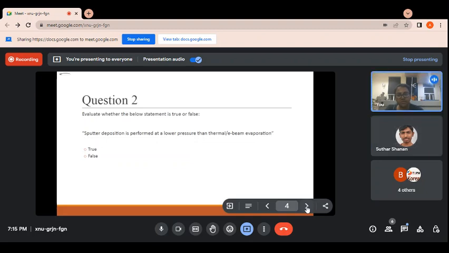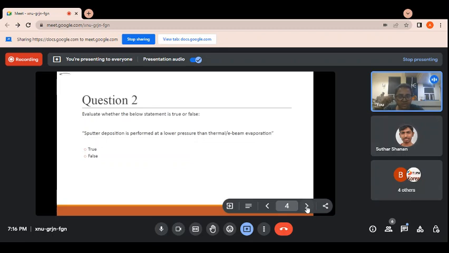And what happens in sputter deposition? Basically, during sputtering, we use an inert gas at a high temperature, right? And we will dislodge the atoms, and those atoms will get deposited on the substrate. So sputter deposition is performed at lower pressure than thermal evaporation.